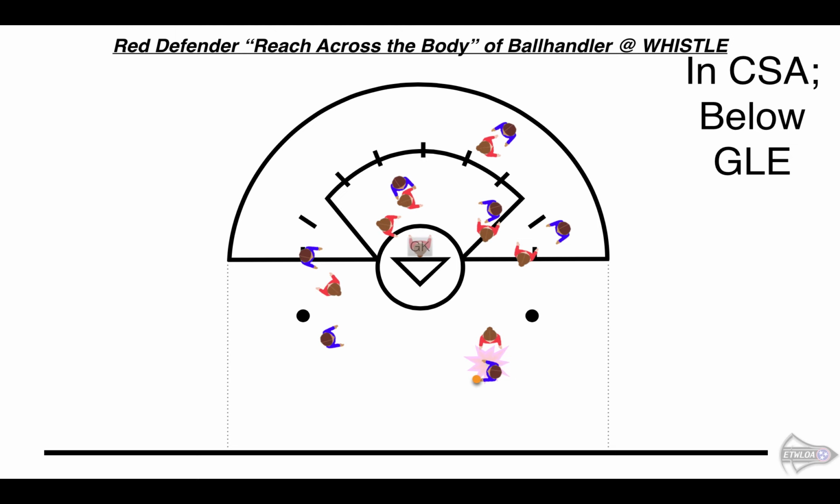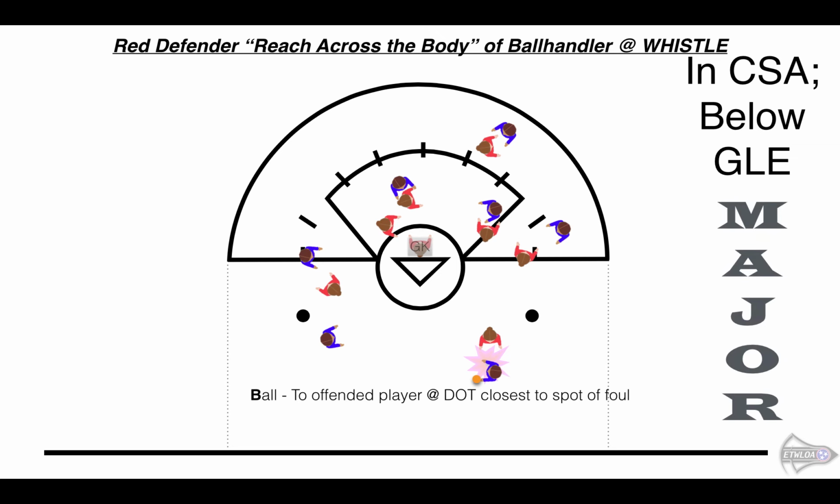Next is a foul below the goal line extended in the CSA. Here we have a red defender reaching across the body of the ball handler in blue. It's a major foul, and we will administer it by giving the ball to the offended player and placing them at the dot closest to the spot of the foul.